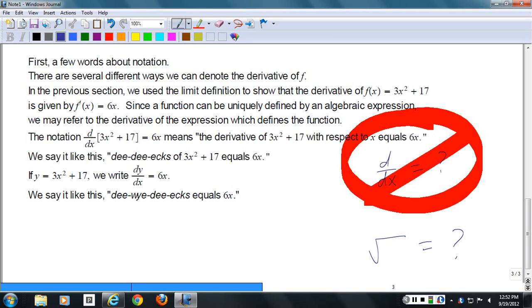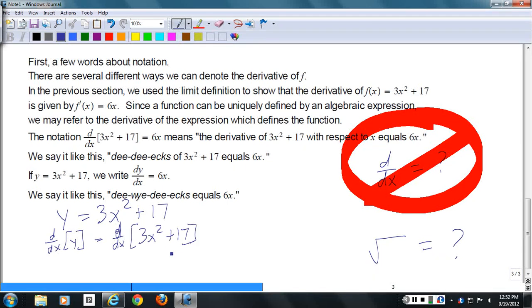Now, if we want to give this expression a name, you pick another variable and denote that expression: let y equal 3x squared plus 17. Then what we can do is this. d dx of y equals d dx of 3x squared plus 17. On the right, we do the calculation and we come up with the expression 6x.